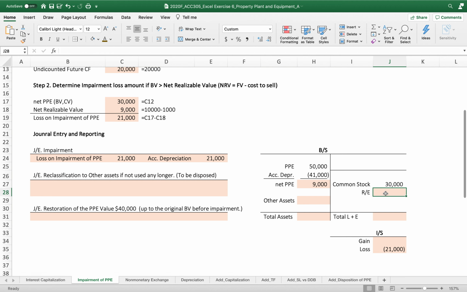Okay, then it should go to the retained earnings, and then I'm going to put this number, and let's make sure it balances out when we record this journal entry of impairment. So exactly correct.